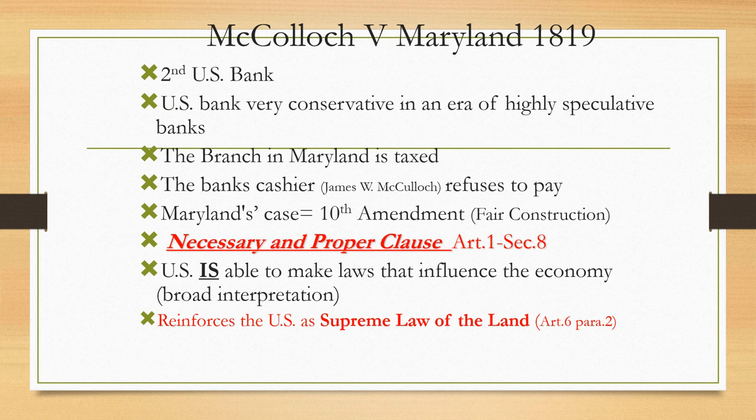James W. McCullough happens to be the bank branch manager. Back in those days, they called him a cashier. The guy behind the cage giving you your money back and forth was called a teller, and the cashier was the bank branch manager, and that's James W. McCullough. McCullough looked at the officials from Maryland and said, I'm not going to pay. No way. You can't do that.